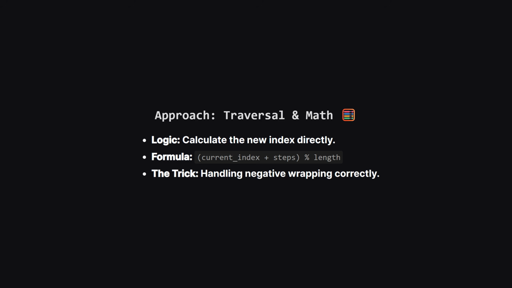The official editorial calls this approach traversal. Basically, we don't need to actually simulate stepping one by one. That would be too slow if the numbers were huge. Instead, we can calculate the final landing spot using math. The core idea is that the new index is just the current index plus the number of steps. But because the array is circular, we need to use the modulo operator.